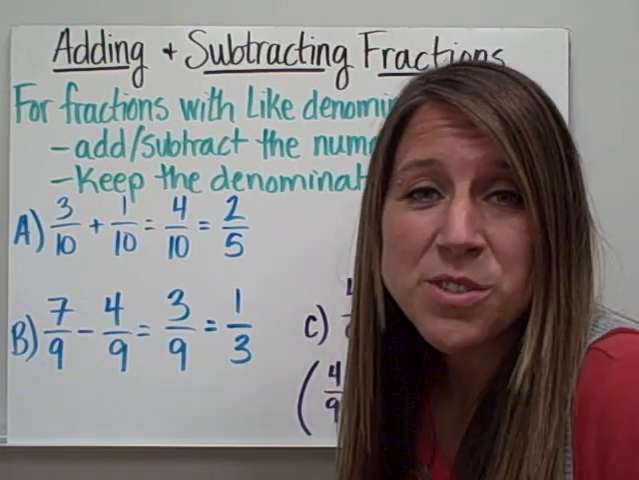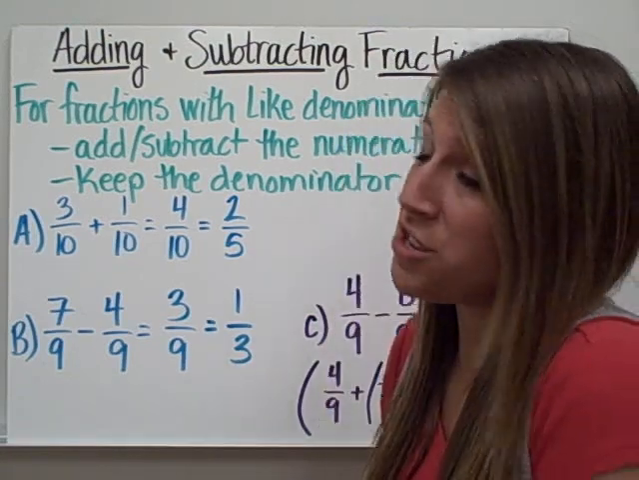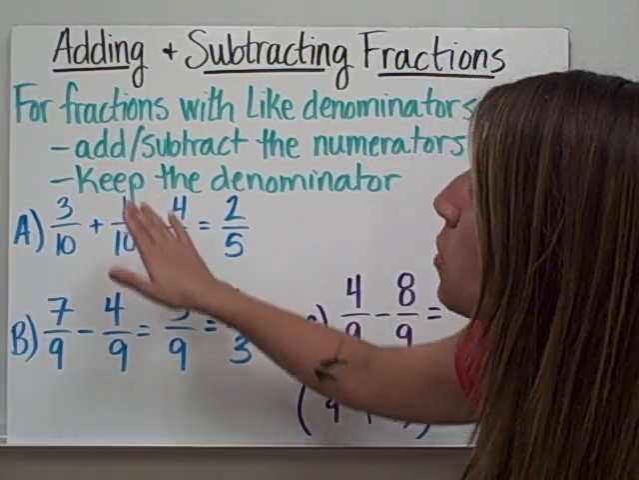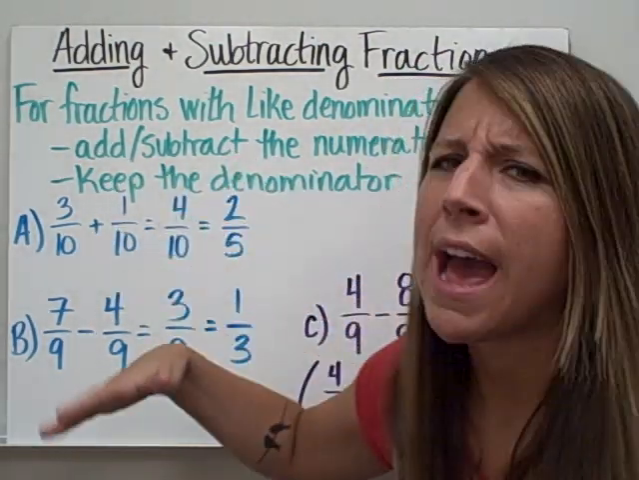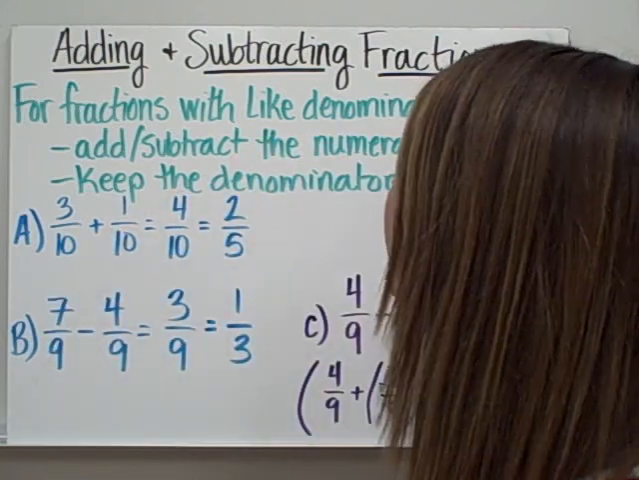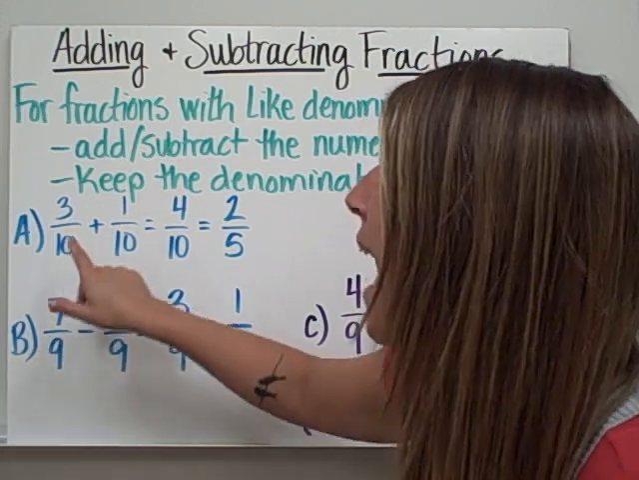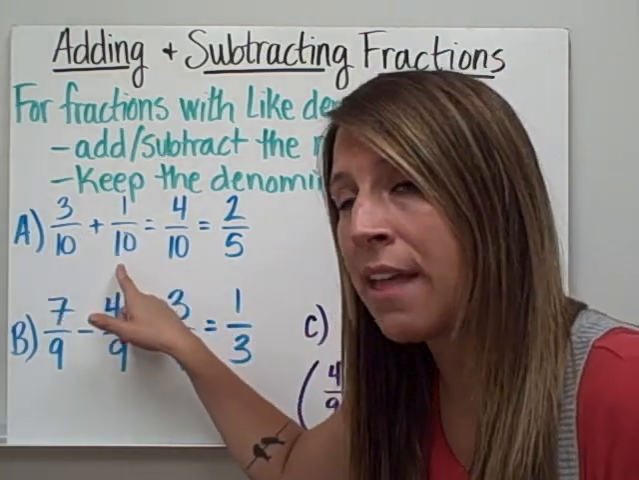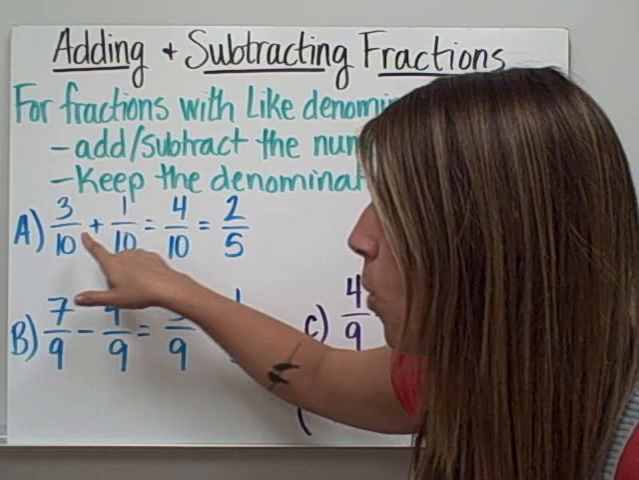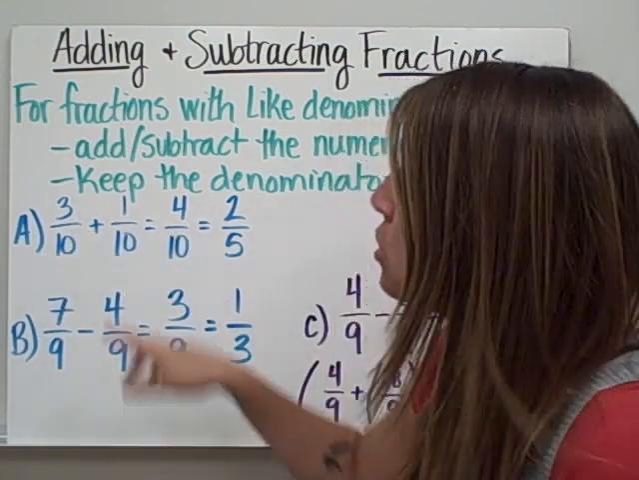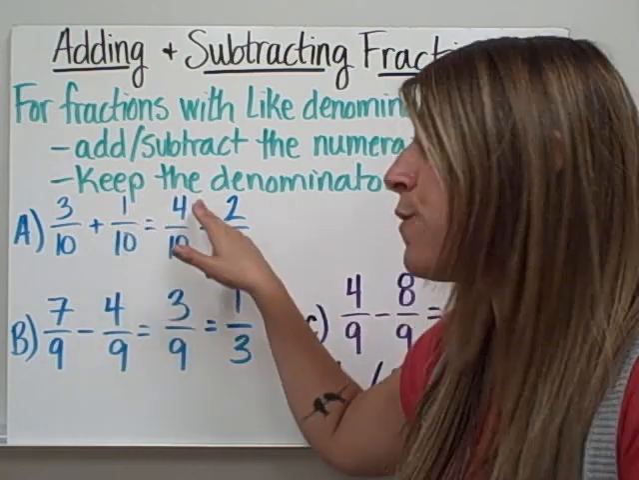Now today's lesson is going to be adding and subtracting fractions. For fractions with like denominators, you're going to add or subtract the numerators, and you're going to keep the denominator the same. So if we were adding 3/10 to 1/10, you would add the 3 to the 1 to get 4, and you maintain the tenths. It stays the same. So 3/10 plus 1/10 is 4/10.